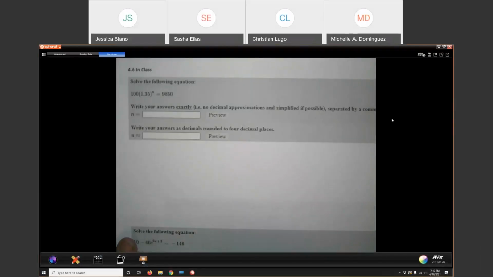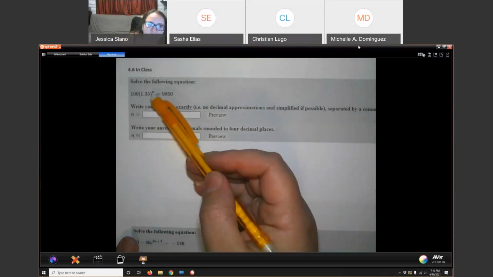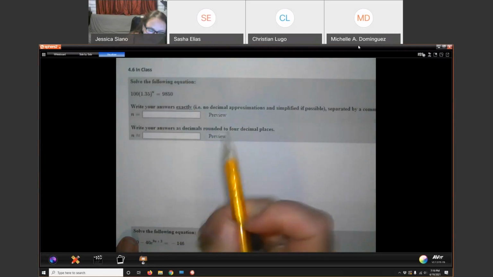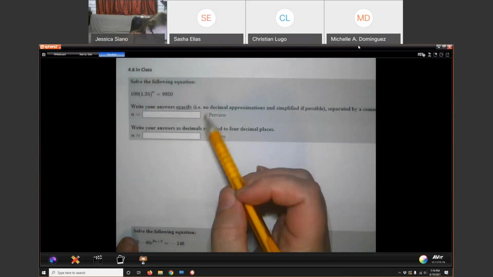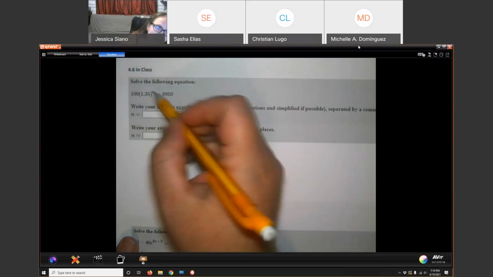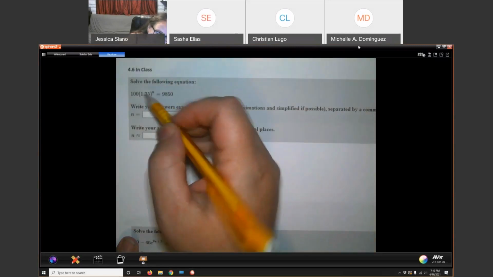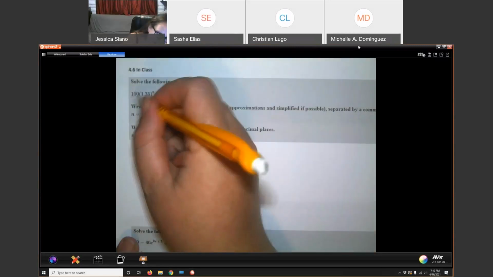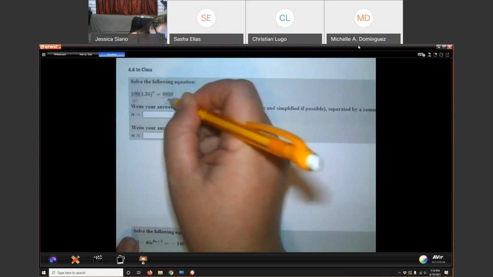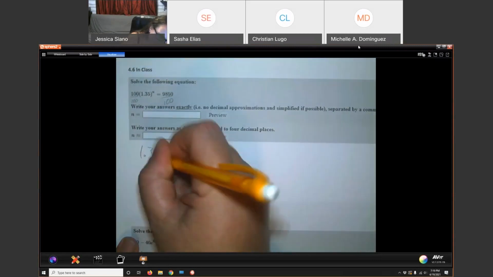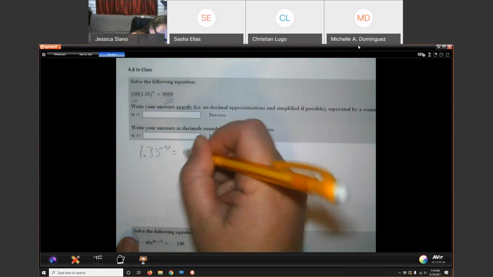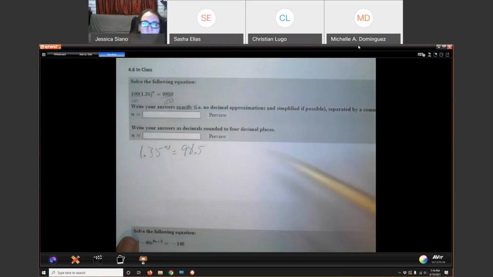So tonight is log equations. Anytime you have an exponential equation where you have the variable in your exponent, you're going to wind up having to turn this into a log. But before you do that, you have to isolate that term with the exponent, meaning here I have to divide away this 100. So what I wind up with is 1.35 to the n equals 98.5.